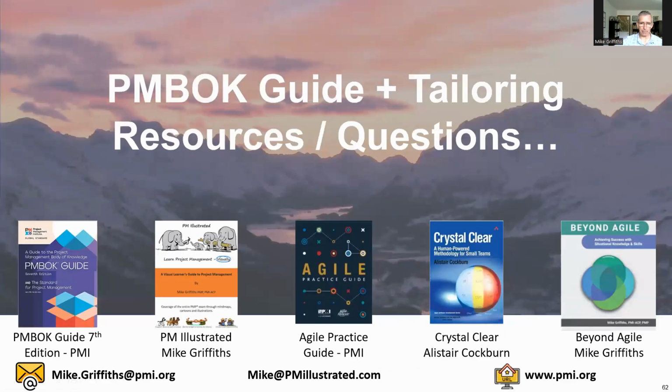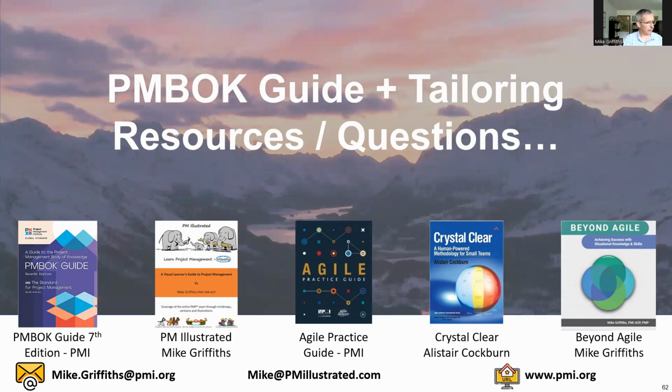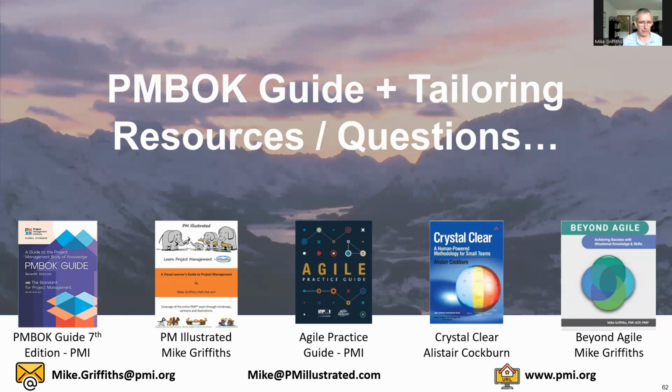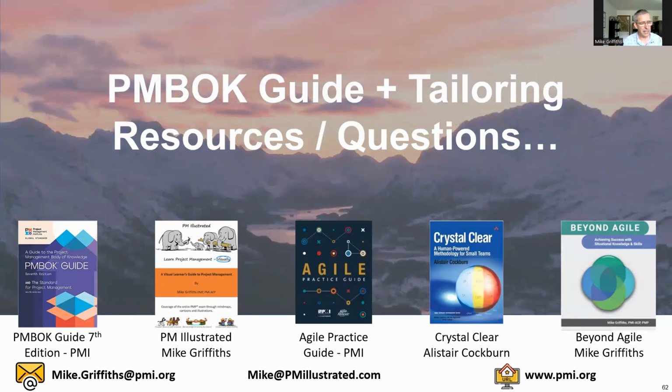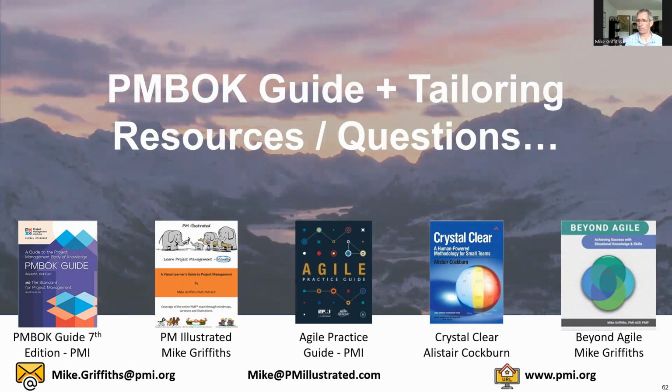And then I just want to wrap up with some of the resources that we looked at today, some of the standards and guides and where the content came from. A lot of it came from the PMBOK Guide, some of it came from PM Illustrated and Beyond Agile. But the Agile Practice Guide and Alistair Cockburn's Crystal Clear are certainly the origins of a lot of this tailoring stuff. And with that, I am done, and I'm ready to hand it over and talk about some more questions. So I'll hand it back to you, Marco.